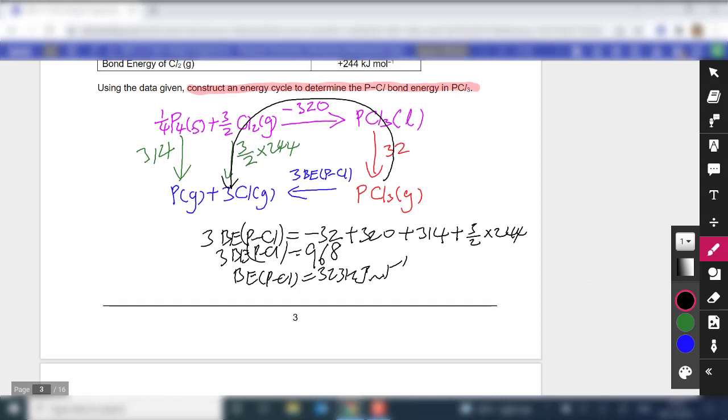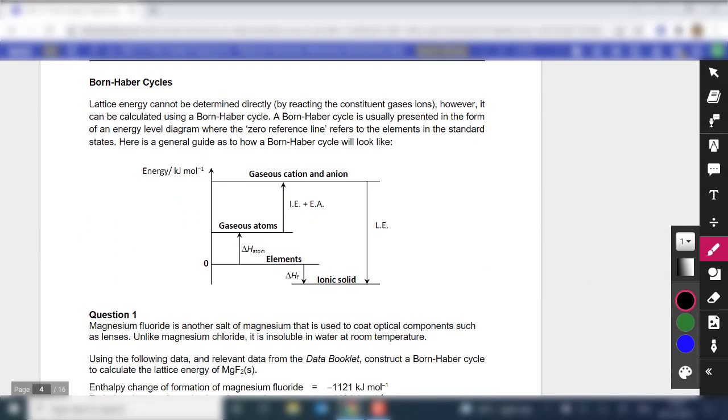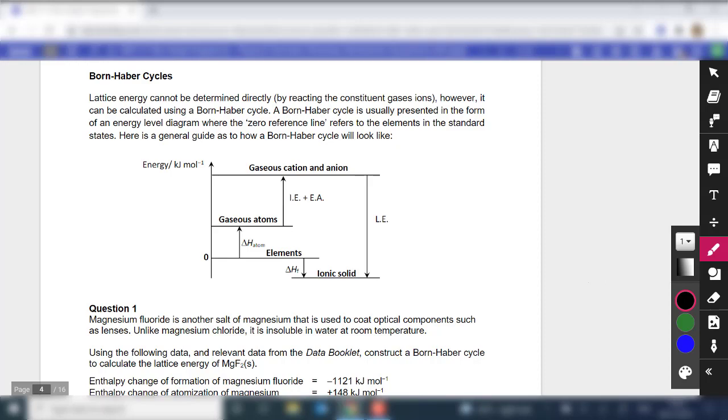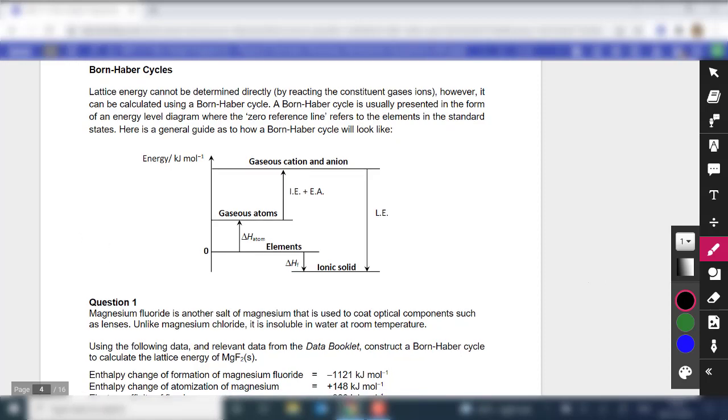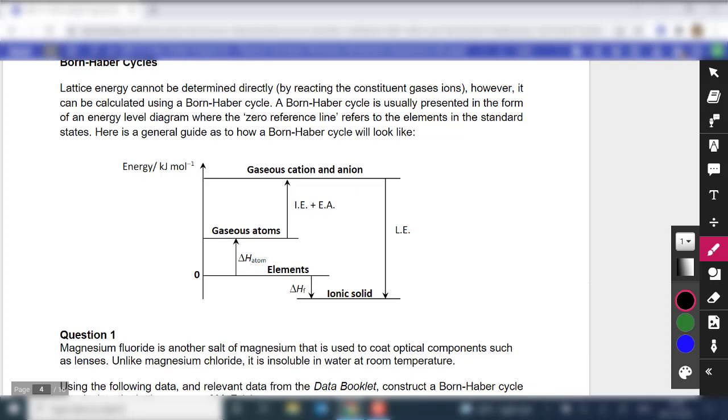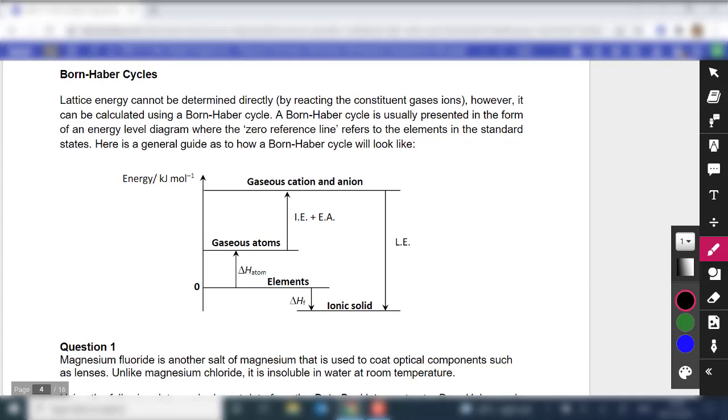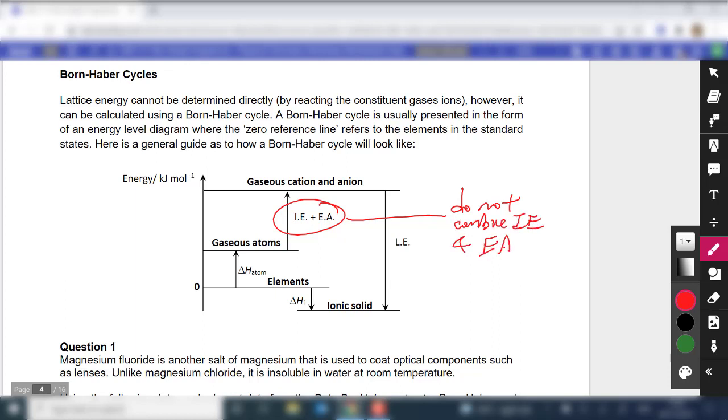Alright, we'll move on to the next topic on the Born-Haber cycle. For the Born-Haber cycle, a very generic cycle is drawn here. But remember that this is just trying to showcase the thought process. Never, in an examination setting, should you combine IE and electron affinity together. So in an exam setting, do not combine IE and EA. This is just meant to be a summary for you to see the flow.